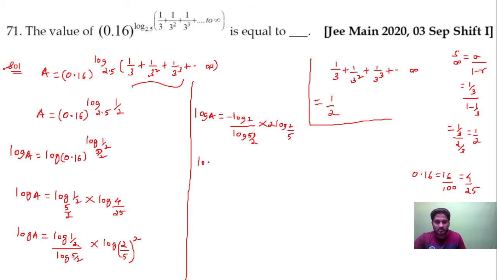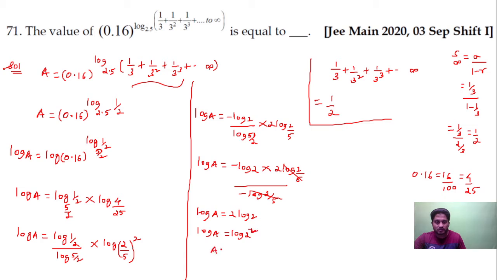Now log A is equal to minus log 2 into 2 log of 2 by 5, divided by log 5 by 2, which can be written as minus log 2 by 5. The two minus signs cancel, two minus signs make a plus. So log A is equal to 2 log 2, which can be written as log 2 square. If I equate, you will get A is equal to 4. So the value of this entire expression will be equal to 4.